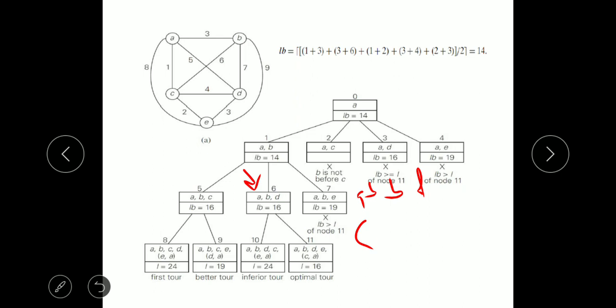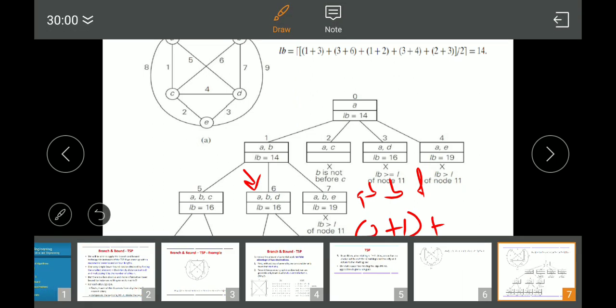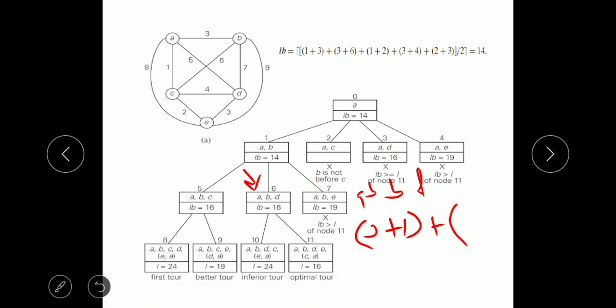So A to B cost is 3, plus the next least cost edge from A is 1, plus from vertex B we are supposed to include an edge B to A. So B to A's cost is 3, plus B to D there is an edge. So this time I am going to include the cost 7. Please make a note here. I am not going to consider 6 to be the least cost edge, but rather I am considering the cost of the edge that is to be included in the Hamiltonian cycle.